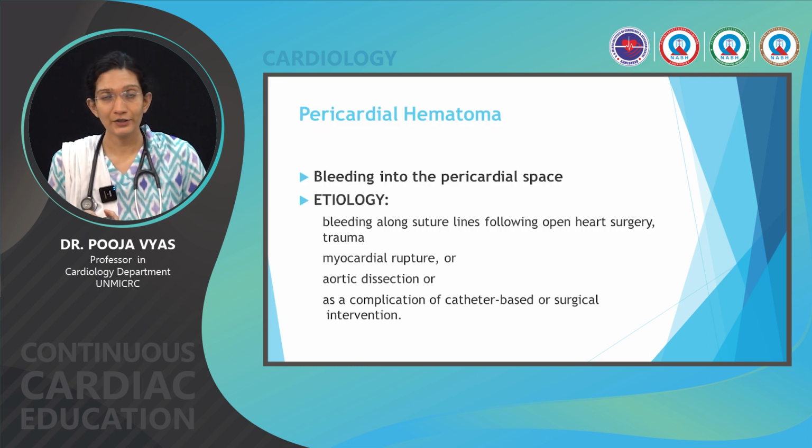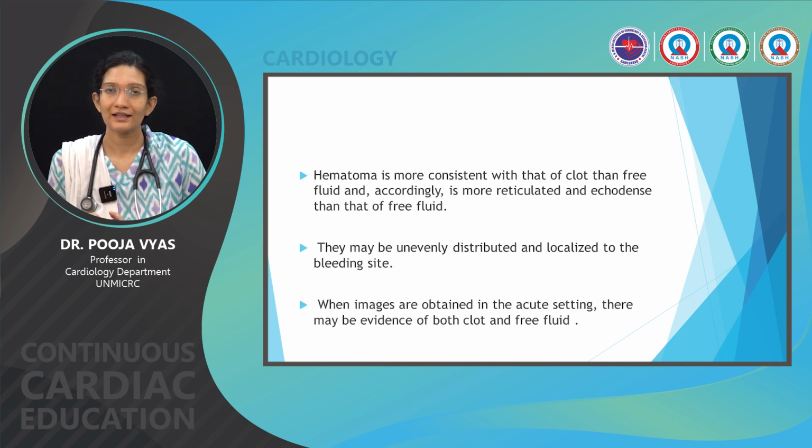Even pericardial hematoma can be diagnosed, and pericardial hematoma usually happens due to bleeding within the pericardial space. So, it can be post open heart surgery or post trauma, or due to myocardial rupture, aortic dissection, or post catheter based intervention. And usually hematoma looks more like clot than the free fluid, and it is more reticulated and more echo-dense than that of the free fluid. It may be unevenly distributed, and it may be localized to the bleeding site.